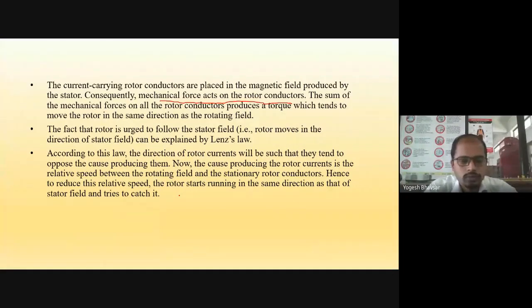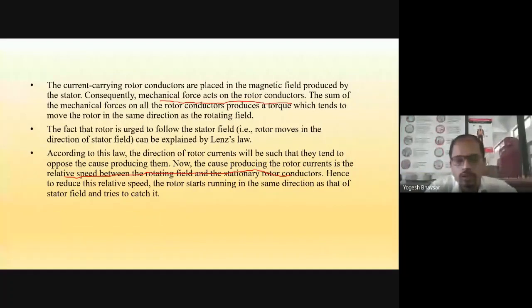three-phase induction motor. As we know, the rotor induces a magnetic field, and this induced magnetic field is due to the relative motion between the stator field and the stationary rotor. Now here the cause producing them is nothing but the relative speed between the rotating field and the stationary rotor conductor.